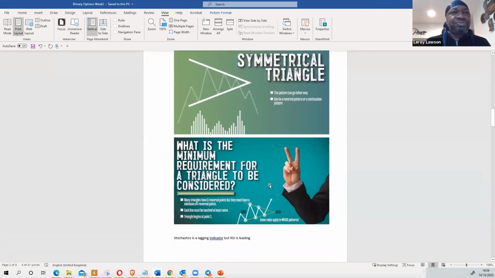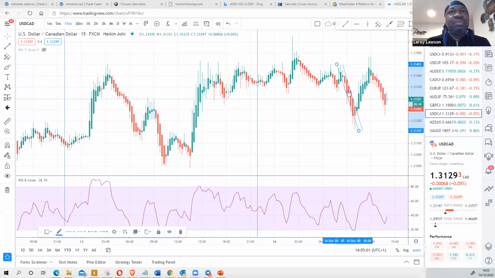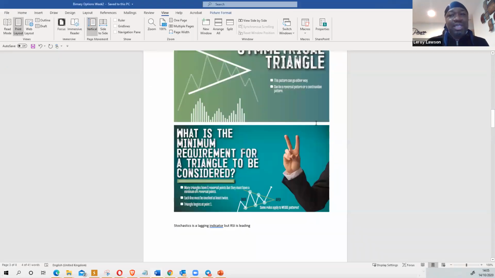So what is the minimum requirement for us to have this going? It's good to have at least four points or so for it to hit. Did our one hit that? Yeah, it hit that many times. 1, 2, 3, 4, and it broke out. So the more touches, the stronger it is.